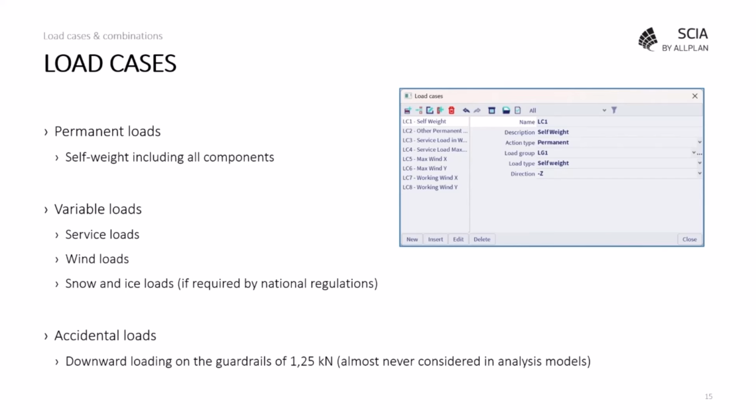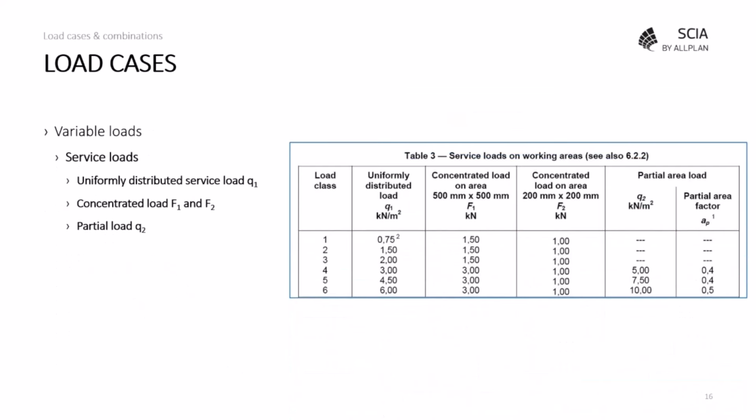So these could be the loads that we can use in our model: self-weight, other permanent, surface loads for working wind and maximal wind, and then maximal wind in X and Y direction and working wind in X and Y direction. So let's have a look at them in detail.